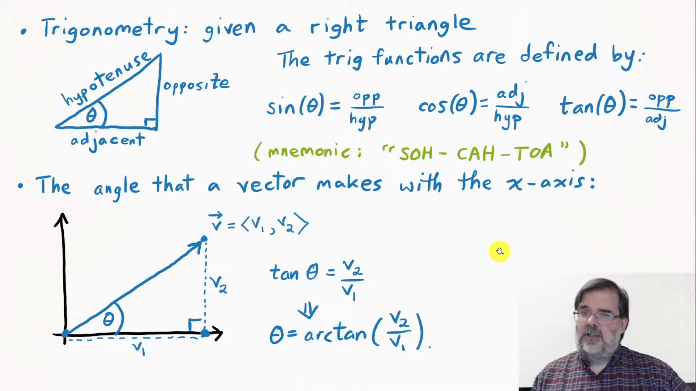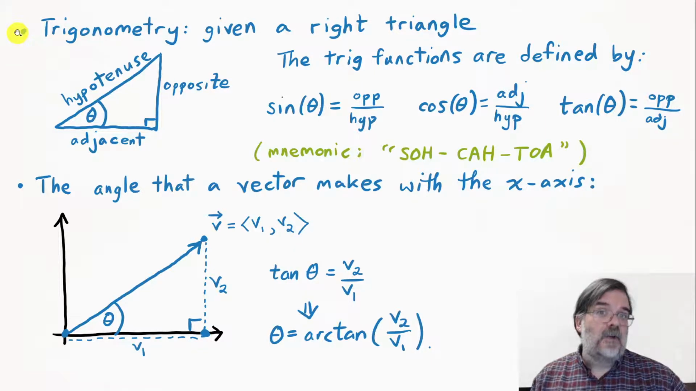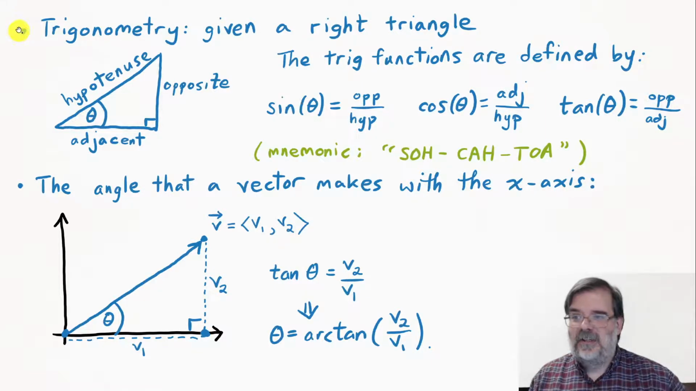Now, it seems like we're going to switch gears for a second here, but this will all come together momentarily. Just as a quick trigonometry review, in case you haven't done any trigonometry lately. Trigonometry is all about right triangles. So given a right triangle, so you have a right angle, the side opposite the right angle is called the hypotenuse. And let's call one of these angles of the triangle theta.